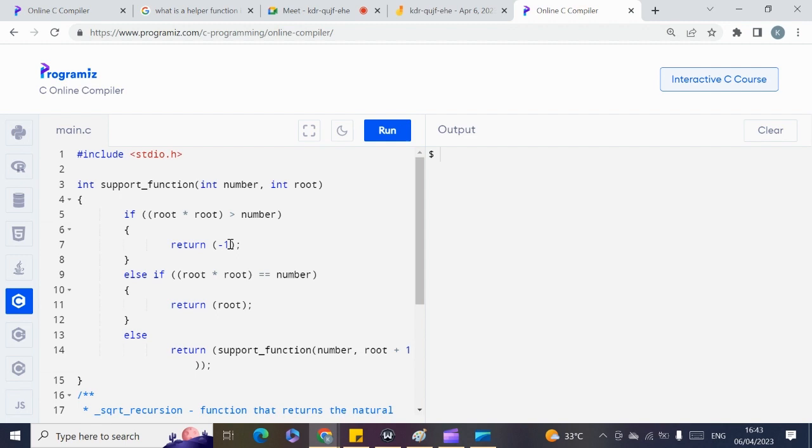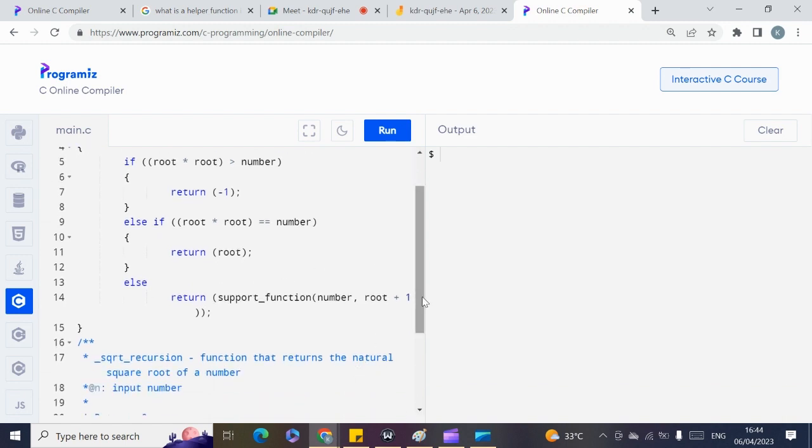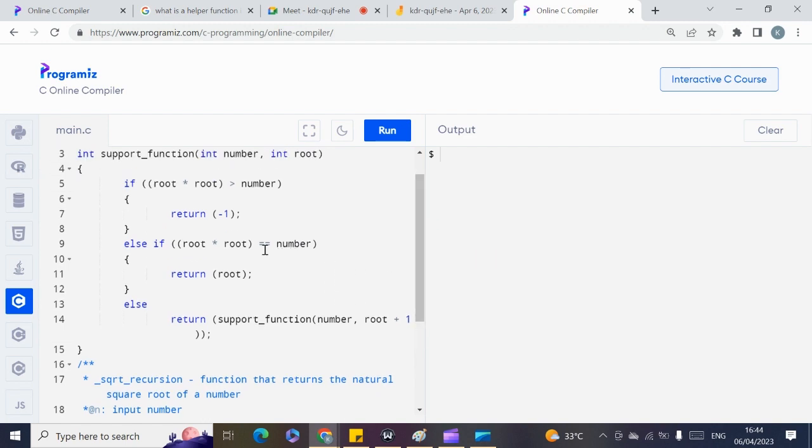-1. Else if root times root is equal to the number, then it means we should return what? Root. This is what I was explaining earlier. Else do this. So else means that in this case, how will I push this? Else means that after satisfying this, we return.